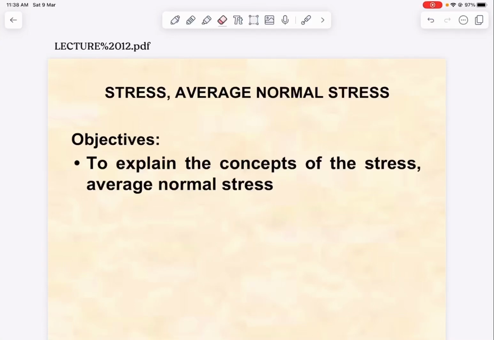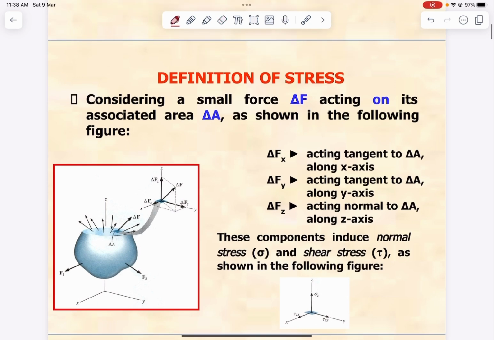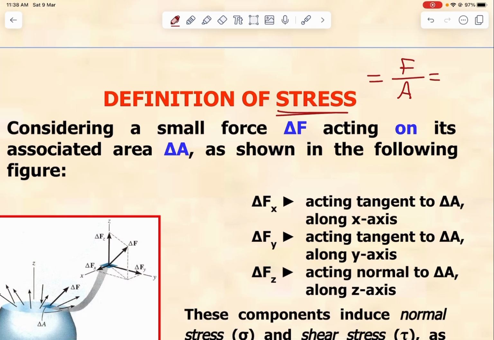Today we're gonna explain the stress, average normal stress, which is lecture number 12. What is the definition of stress? Considering a small force acting on an occasional area, we get the stress. Stress, if we remember from its definition in physics, is pressure. It can be demonstrated as a force acting on an area, and the unit is Newton per meter squared, which is also called Pascal.